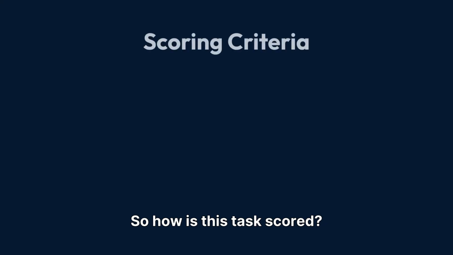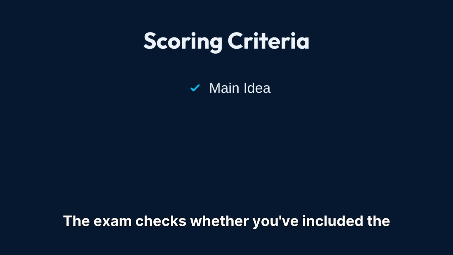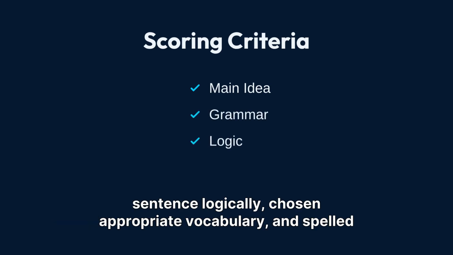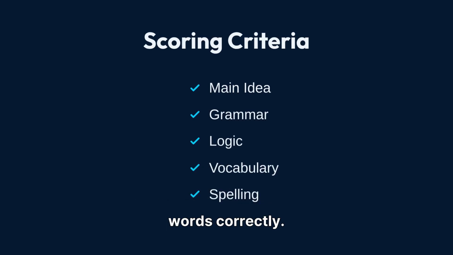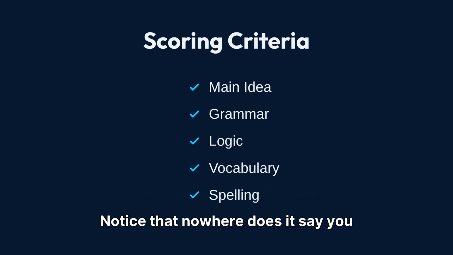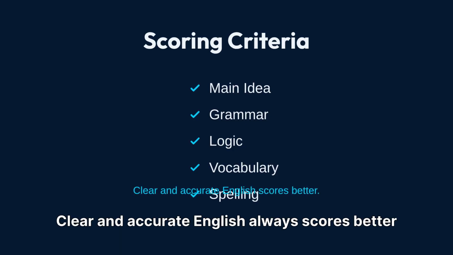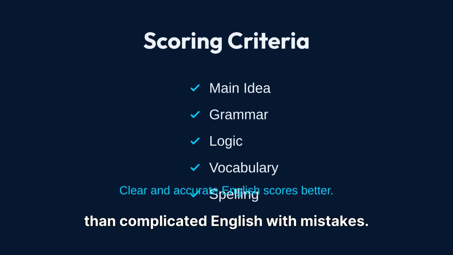So how is this task scored? The exam checks whether you've included the main idea, used correct grammar, organized your sentence logically, chosen appropriate vocabulary, and spelled words correctly. Notice that nowhere does it say you need difficult vocabulary. Clear and accurate English always scores better than complicated English with mistakes.